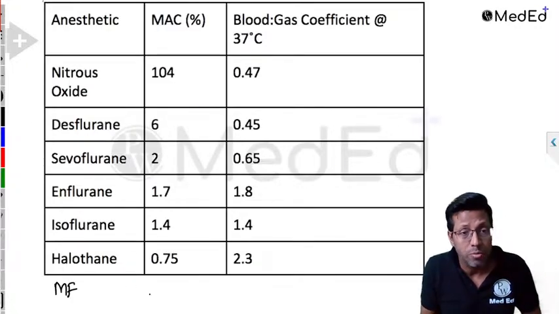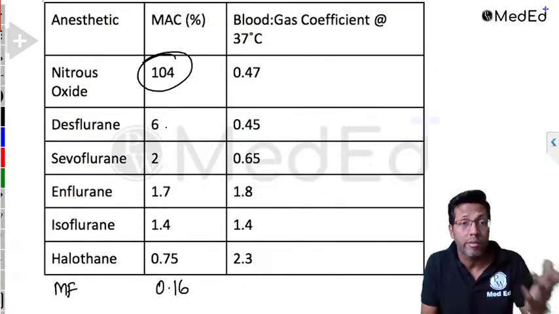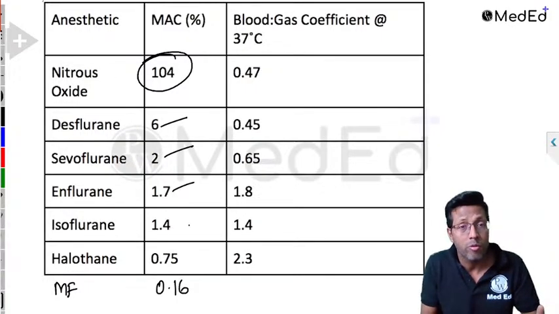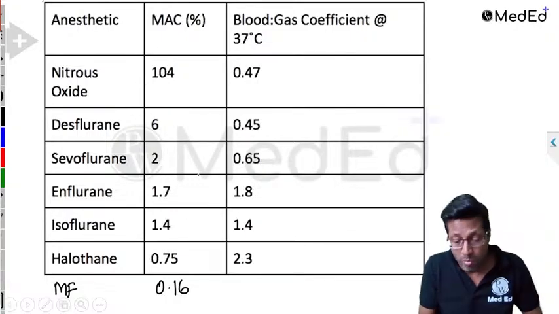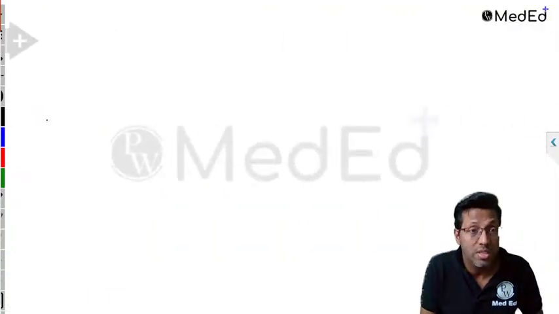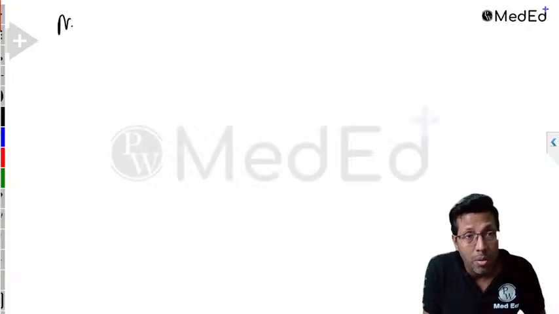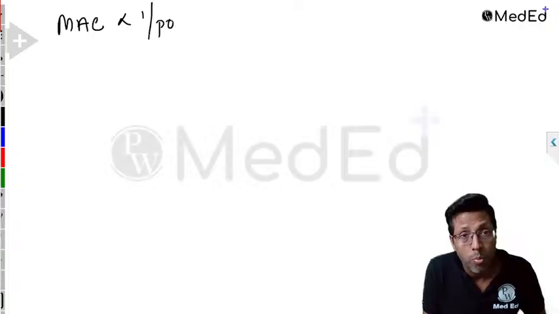So you will find last here is methoxyflurane where the number is 0.16. So you will find nitrous oxide with 104, desflurane 6, sevoflurane 2, and isoflurane 1.7. These numbers are not important, but what is important for us to know is the sequence. So remember, minimum alveolar concentration is basically telling you potency, and it is inversely proportional to potency.